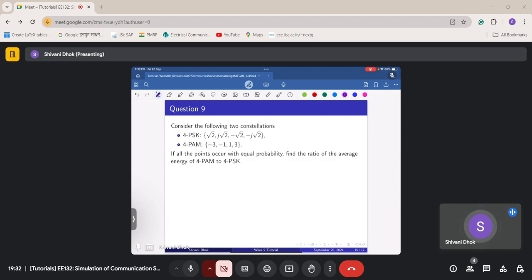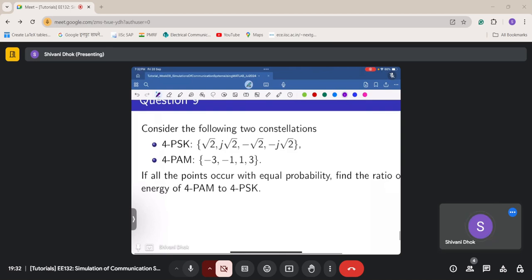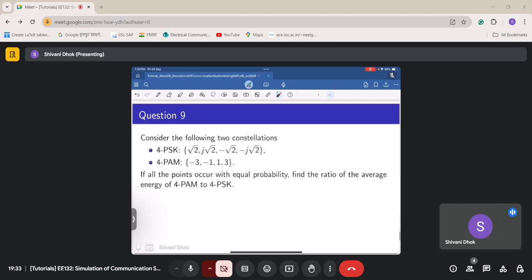So this question says, consider the following two constellations. First constellation is this 4 PSK, which has these 4 points: root 2, j times root 2, minus root 2 and minus j times root 2. And then we have 4 PAM, that is minus 3, minus 1, 1 and 3. If all the points occur with equal probability, find the ratio of the average energy of 4 PAM to 4 PSK.